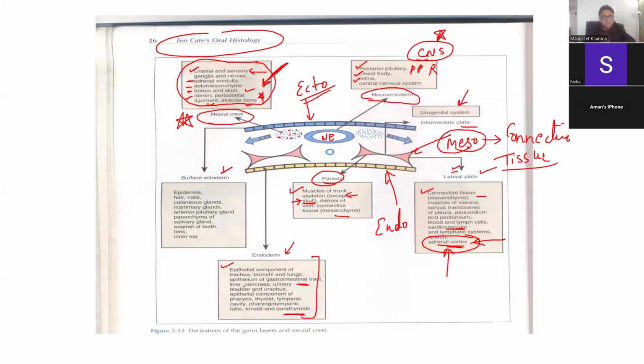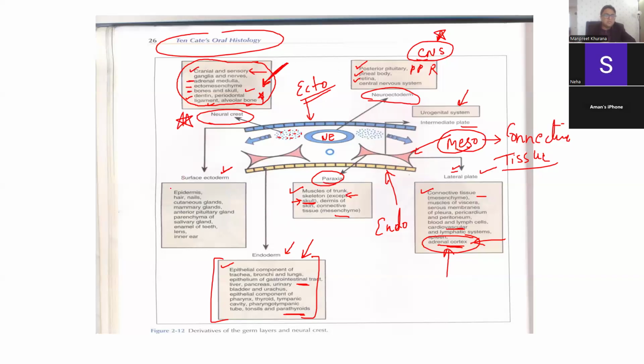Okay, so these we have to know. Although you will not find many questions on this in the exam, because nowadays it is more related to the clinical aspect. But yes, this is important, because sometimes there is a possibility of getting a question based on the derivatives, and you should know.